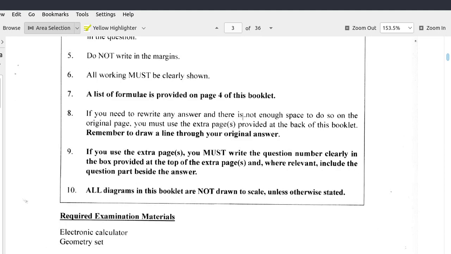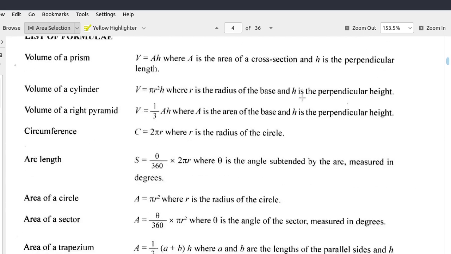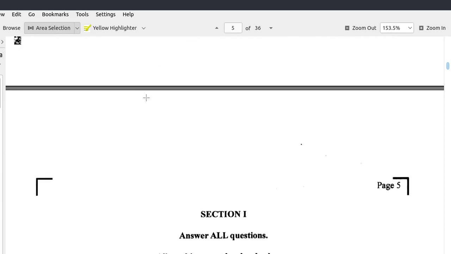If you need to rewrite any answer and there's not enough space to do so in the original page, use the extra pages at the back of the booklet. And if you use extra pages, write the question number clearly and the part of the answer as well. Alright? The part of the question that you're answering. And it says all diagrams in this booklet are not drawn to scale unless otherwise stated. So you have your formula sheet.